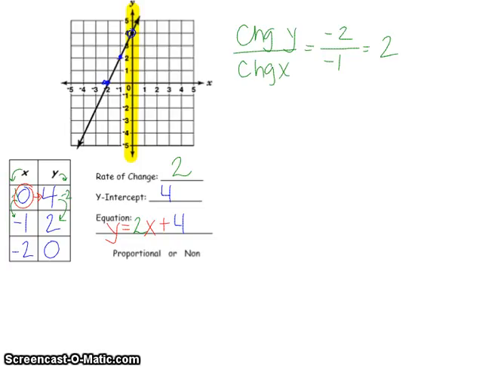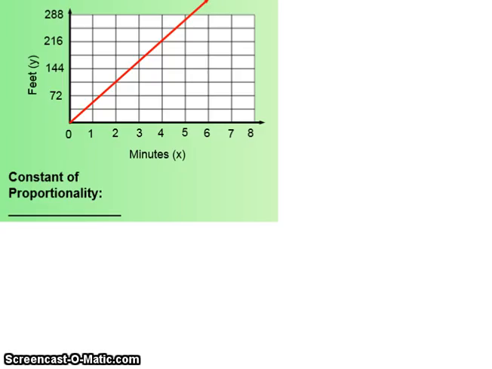I have to determine if this is proportional or non-proportional. Well, I know that if it's a straight line and it goes through 0, 0, then it's going to be proportional. So let's look at our graph. It is a straight line, but it does not go through the origin. It doesn't go through 0, 0, and so therefore I know that it is non-proportional. Let's look at the next example.